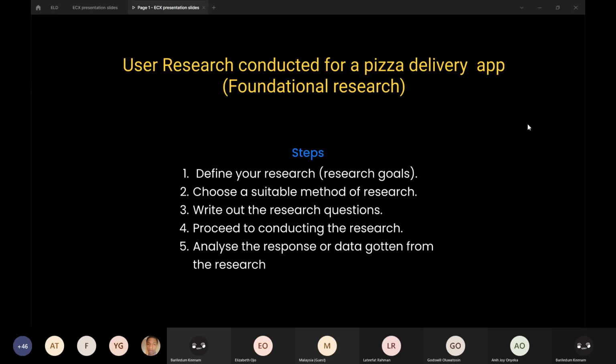User research conducted for a pizza delivery app. The steps taken: you define your research. Why am I carrying out this research? What are the goals of the research? Because some people, you can't just send a survey or start interviewing users and asking them questions. You have to tell them the goal and your reason for conducting this research, so they will understand better and give you the answers that you need. So you define your research or research goals.